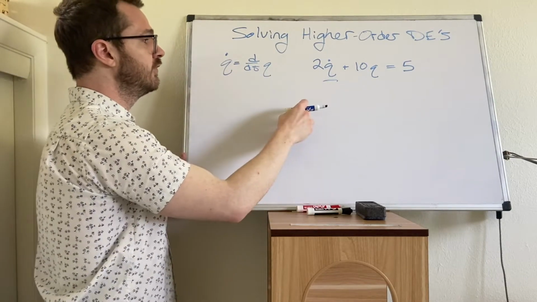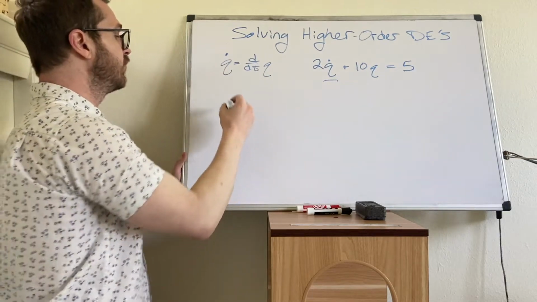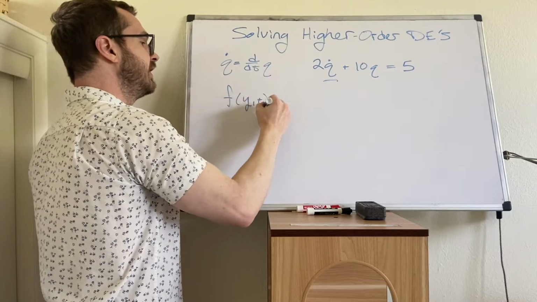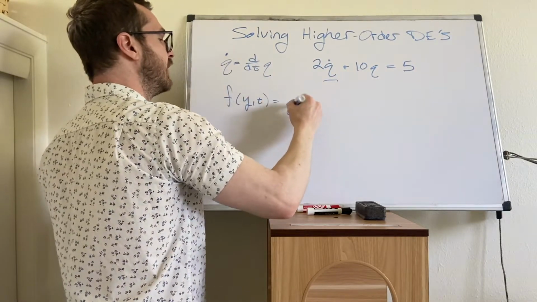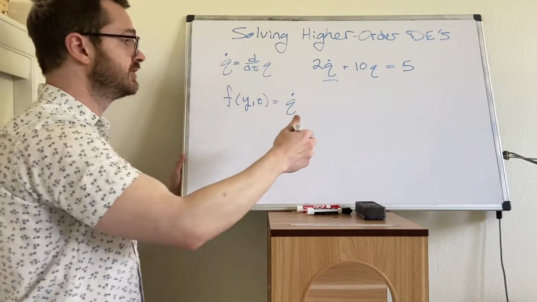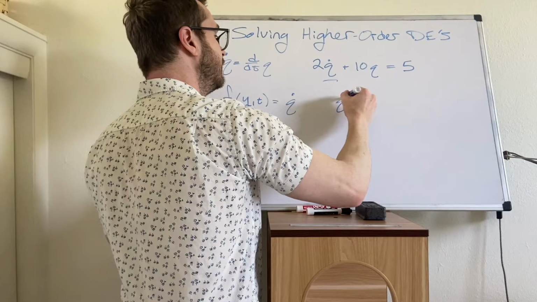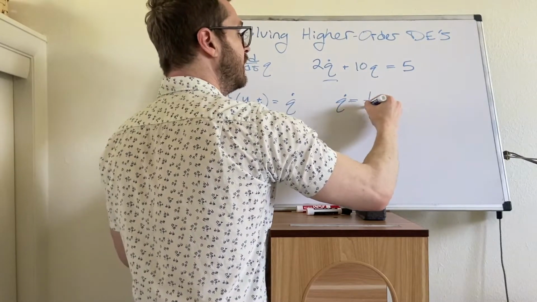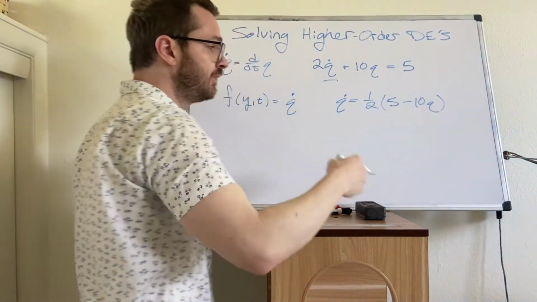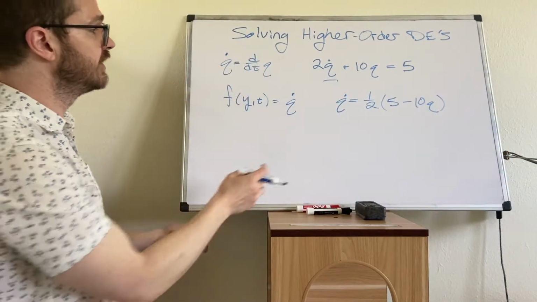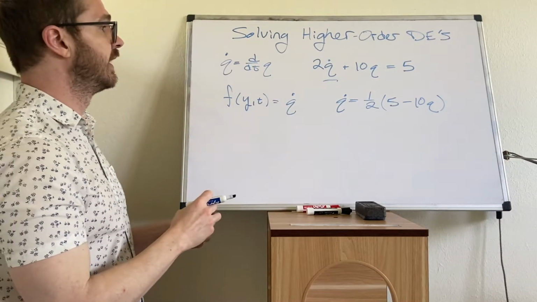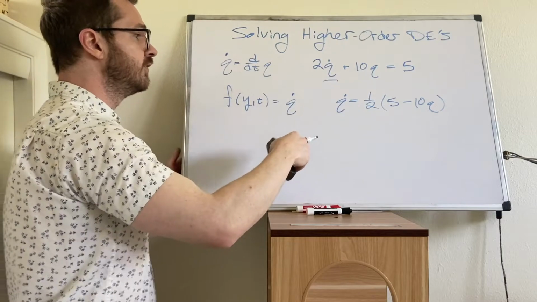If we wanted to use Euler's method to integrate this, we know that we need to define some function, f of y and t, and really this function is a function for the derivative. So in this equation, what is the derivative equal to? Well, q dot is going to equal 1/2 (5 minus 10q). You can take this, define it as the function, and then numerically integrate. So obviously we can do that.